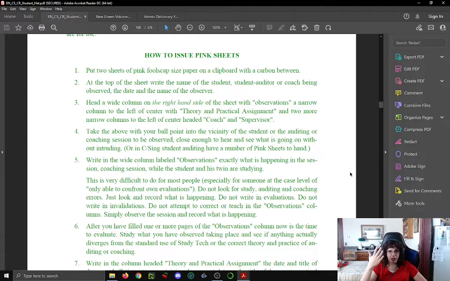5. Write in the wide column labeled observations exactly what's happening in the session, coaching session, while the student and his twin are studying. This is very difficult to do for most people, especially for someone at the case level of only able to confront own evaluations.